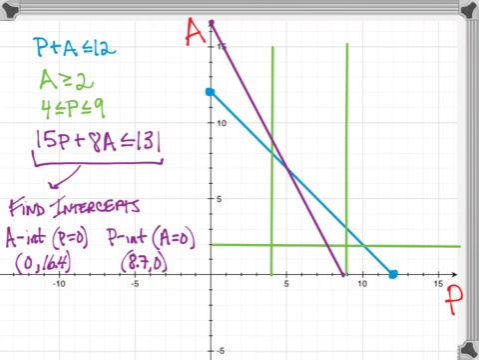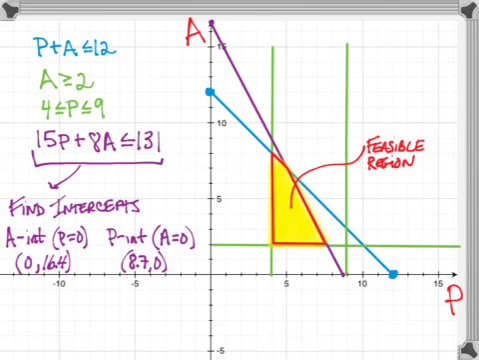Am I going to shade up or am I going to shade down? Down. Plug in a test point. Plug in 0, 0. No programmers, no administrators. They're definitely going to work less than 131 hours. All right. I didn't shade them all in because it's just a mess. But all of our overlap is this polygon here. That's what we call the feasible region. Any point in there should work for all my constraints.